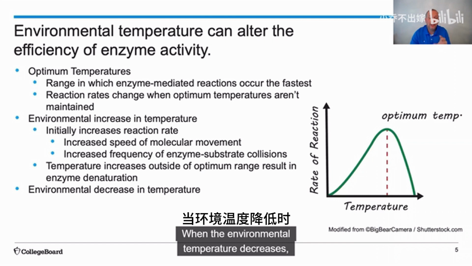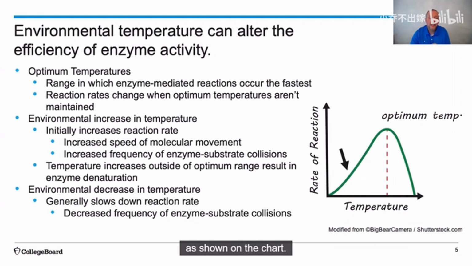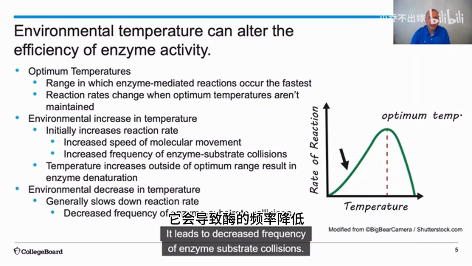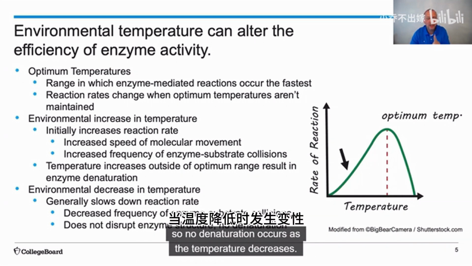When the environmental temperature decreases, it generally slows down the reaction rate, as shown on the chart. It leads to decreased frequency of enzyme-substrate collisions. However, it does not disrupt enzyme structure, so no denaturation occurs as the temperature decreases.